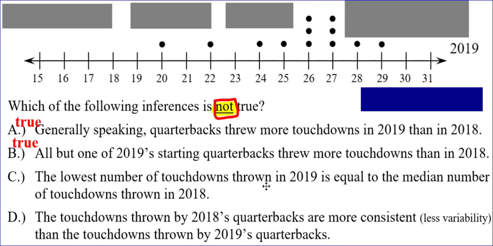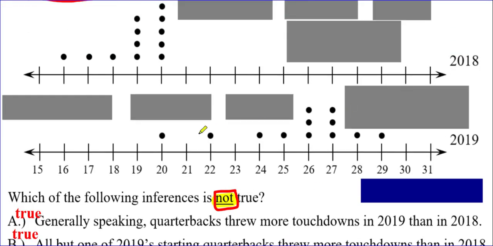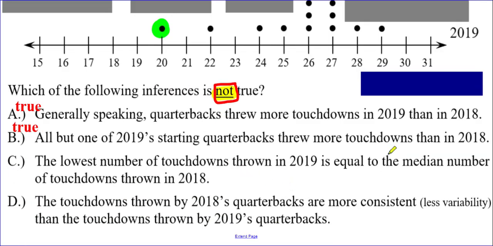Choice C, the lowest number of touchdowns thrown in 2019 is equal to the median number of touchdowns thrown in 2018. Okay, I'm going to use my highlighter. You can feel free to use your pencil and circle the lowest number of touchdowns thrown in 2019. That's the 20, okay? Is that equal to the median number of touchdowns thrown in 2018?